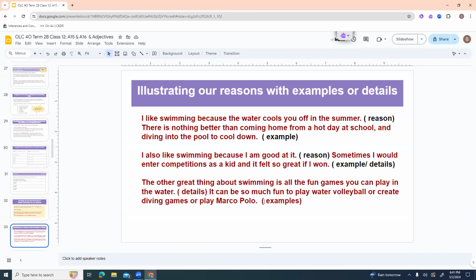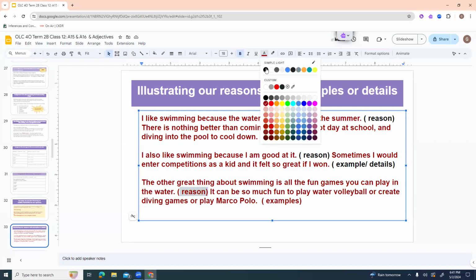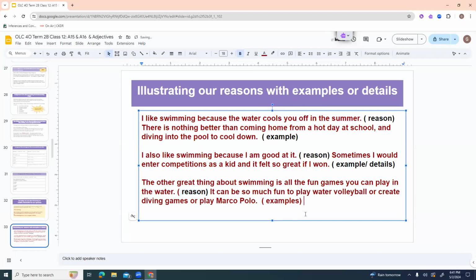Then my next reason, hang on, I put the word details there, and it's not the word I want. I want the word reason. The other great thing about swimming is all the fun games you can play in the water. That's my reason. And then my details or examples are, it can be so much fun to play water volleyball or create diving games or play Marco Polo. Examples. So that's what we're going to be aiming for eventually.